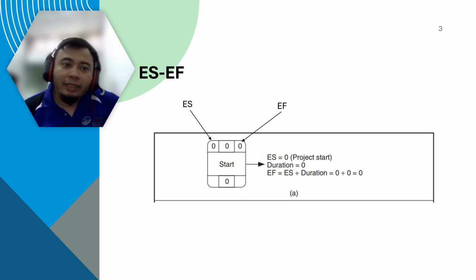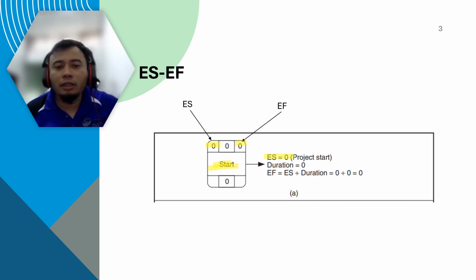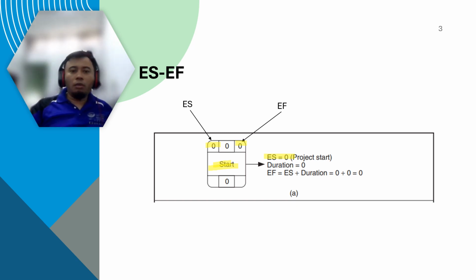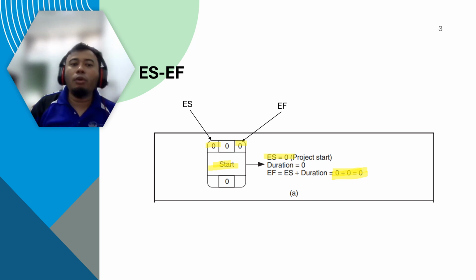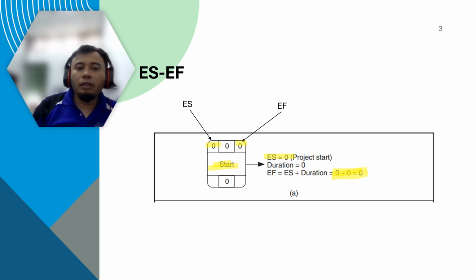So let's take a look at ES and EF, earliest start and earliest finish. In a network diagram, for each activity, the early start will be on the top left, and the early finish will be on the top right. Based on this diagram, for the activity start project, your ES is 0, day 0. The duration is 0, so your early finish is also day 0.